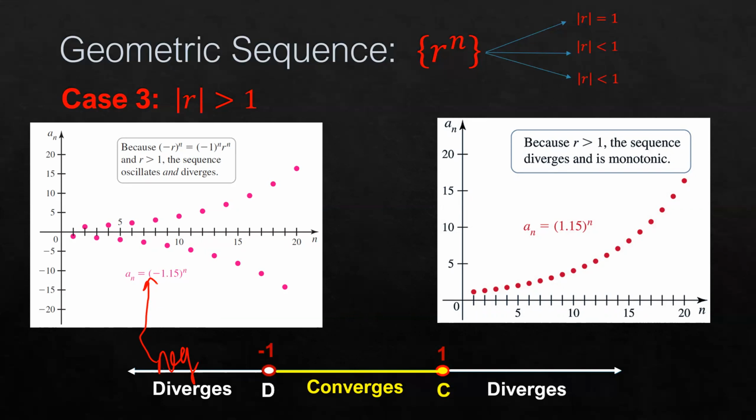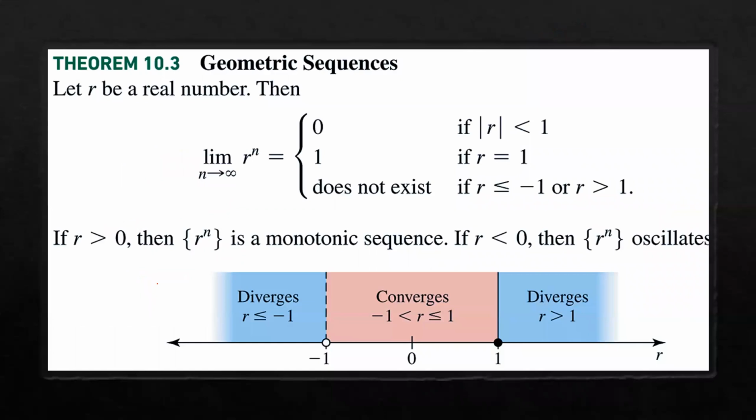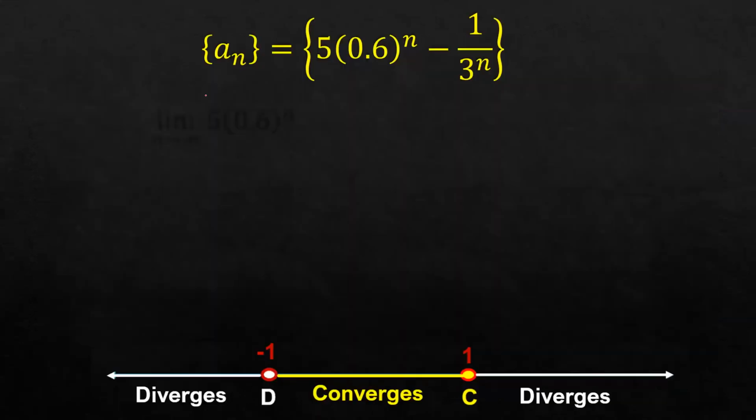Okay, so here is a summary of what we just did. If the absolute value of r is less than 1, the sequence converges to 0. And if r is 1, then it converges to 1. Otherwise, there is no limit as n goes to infinity. And that is how geometric sequences work. Okay, so let's use that. Our job when we are using this geometric sequence theorem is that we need to recognize that geometric sequence.